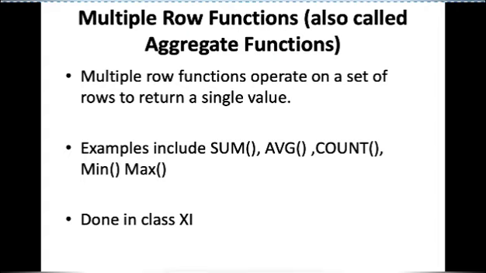In the same way, the average function will execute on those 10 values and give you the average salary of all the employees. The minimum function will execute on those 10 values in the salary column and give you the minimum salary out of those 10. So these are the multi-row functions which we have already done in class 11. In this class 12, we are going to start with the single row functions.